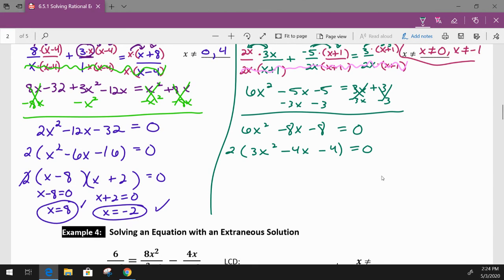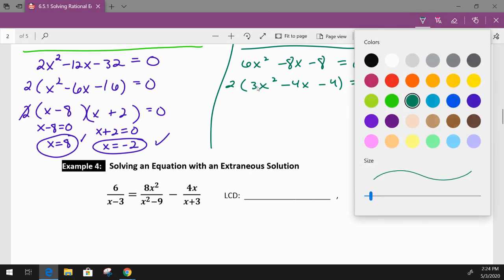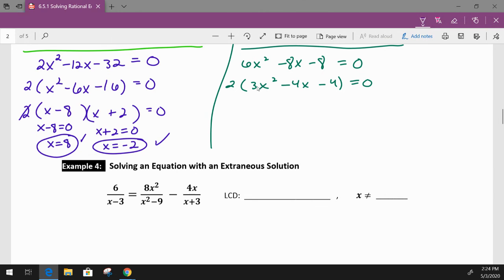And I believe there is a problem on here, at least one, that you have to use the quadratic formula with. But that's good practice, so make sure you do that problem. But anyway, this is now one that we're going to have to factor with the AC method. So if I take my A value, which is 3, times my C value, which is negative 4, I get negative 12 for my AC value.